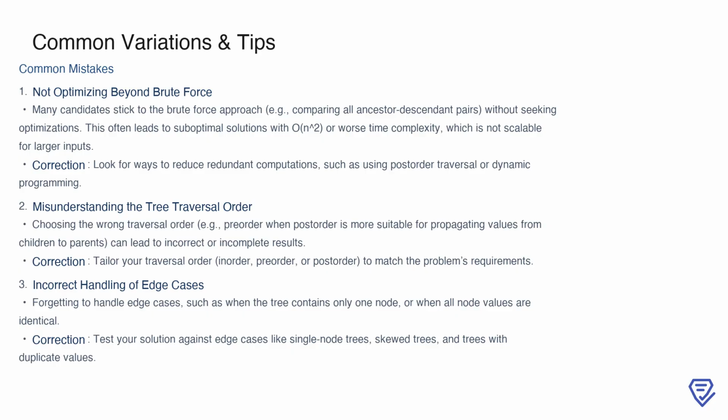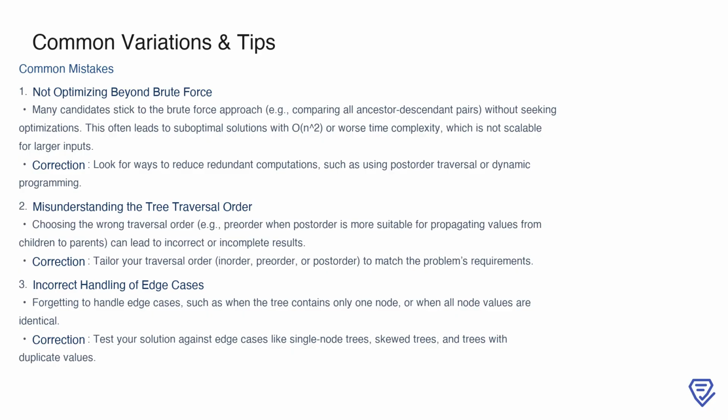Another frequent issue is misunderstanding the tree traversal order. For example, using pre-order traversal when post-order is more suitable for propagating values from children to parents can lead to incorrect or incomplete results. To address this, always tailor your traversal strategy to the specific requirements of the problem.